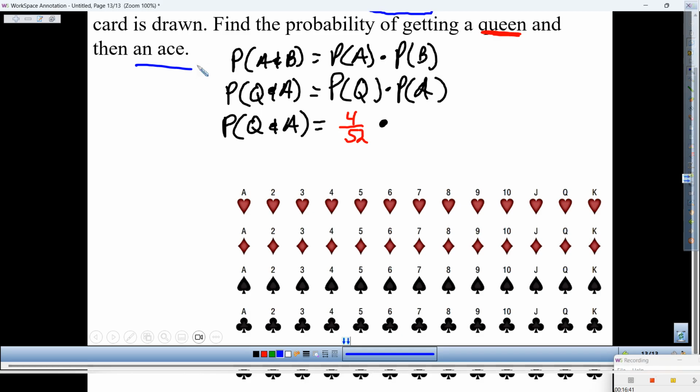All right. Pass someone, Aaron. Santi. 4 out of 52. That is correct. Because each are independent, it doesn't affect the other. So that's why it's like starting from scratch. So therefore, calculate. 4 times 4 is 16, and 52 times 52. Did you get, Vianney?